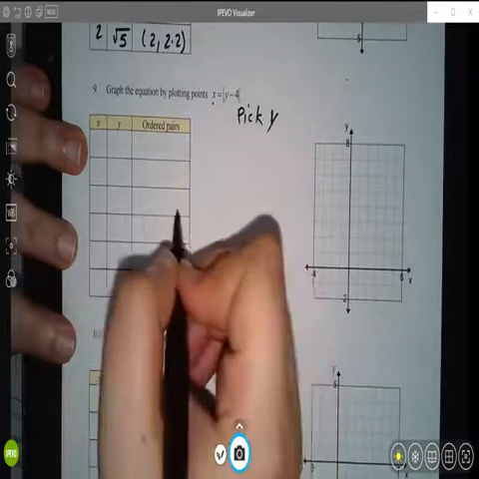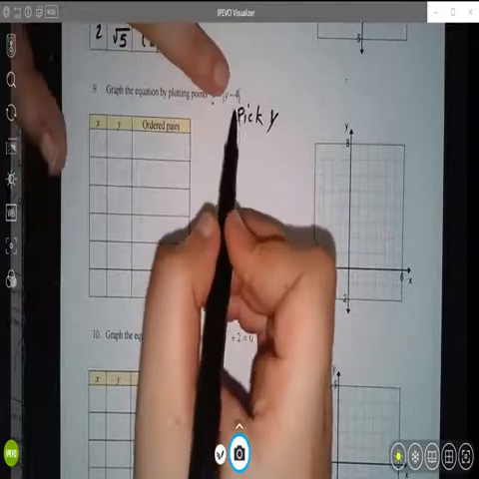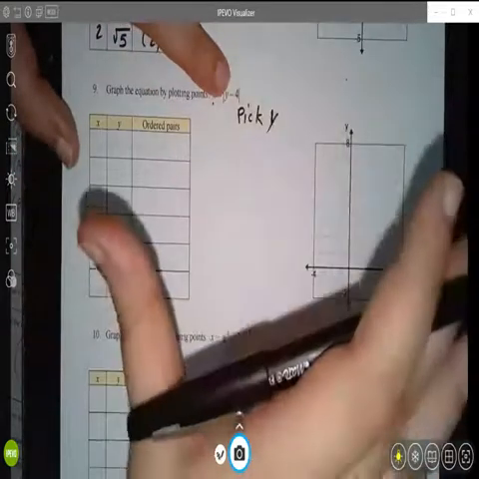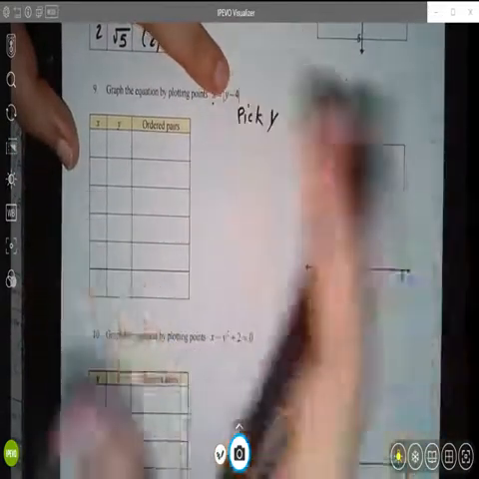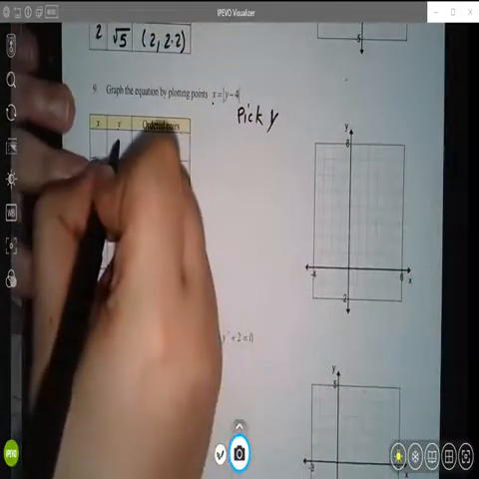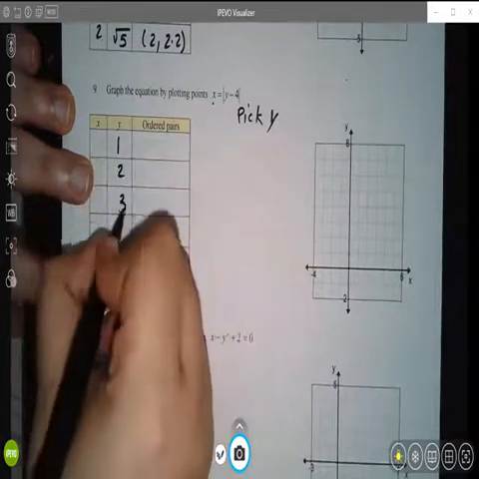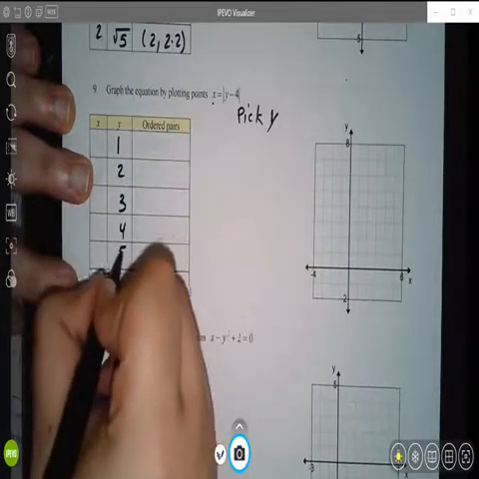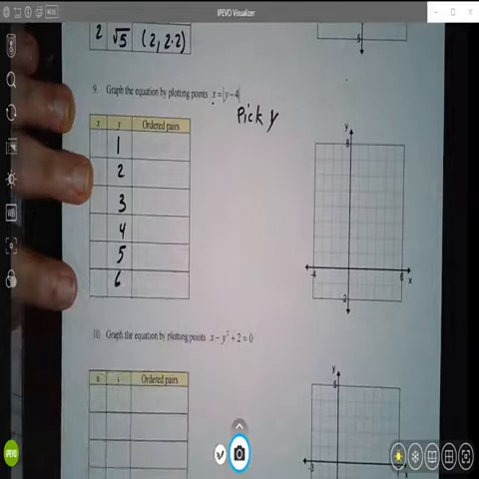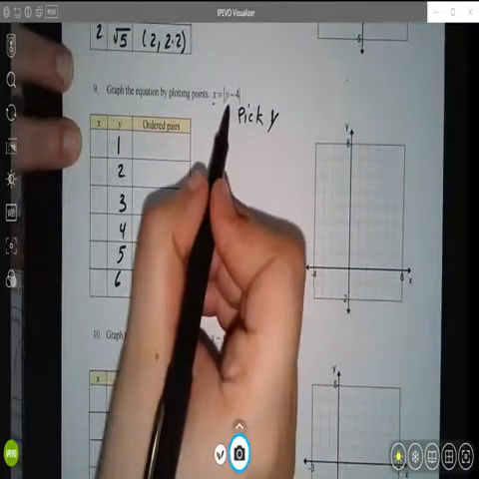Okay, so what numbers am I choosing? Now look here. We have an absolute value, which means if you choose positive or negative, it won't matter, right? So I'll just stick with positive. So we have what? 1, 2, 3, 4, 5, and 6. Make it easy.